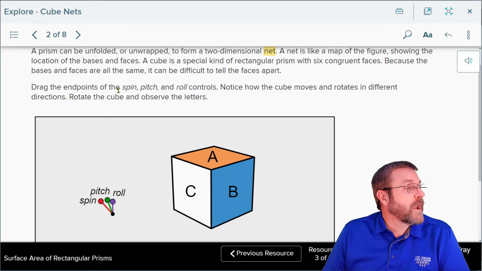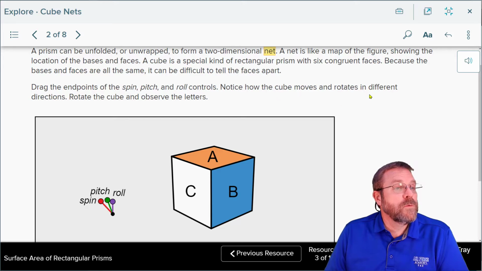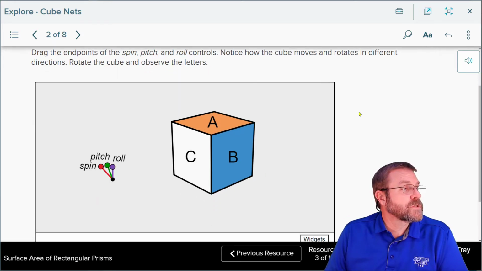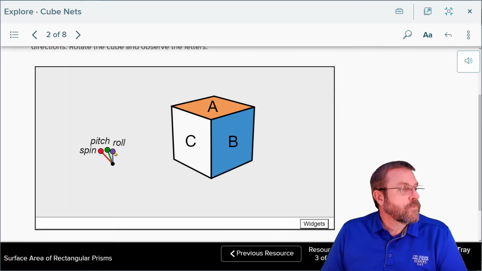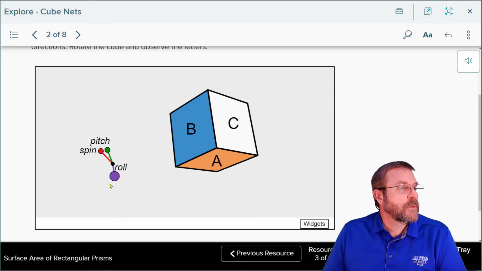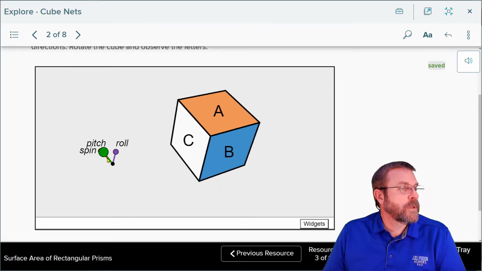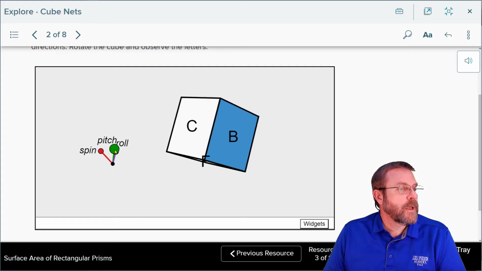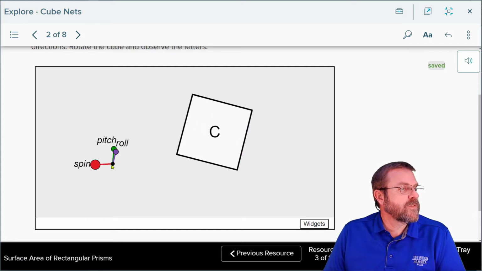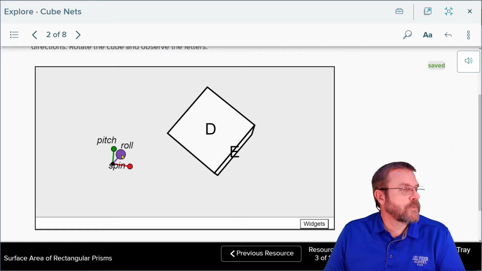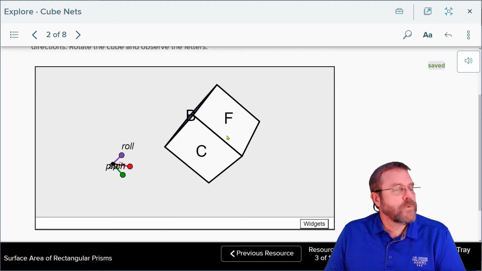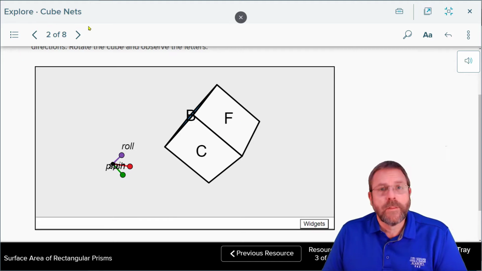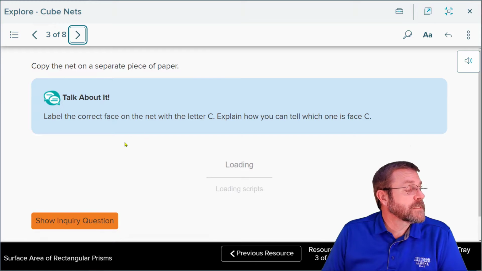So we're going to drag the endpoints to spin, pitch, and roll controls, and notice how the cube moves and rotates in different directions. Then rotate the cube and observe the letters. So in doing that, we can roll our cube like this. We can pitch it like that and see tops and bottoms, and we can spin it like that. I just saw a hint of an F there. How do I get to that F? There's the F. Yep, so you got all 6 sides of that cube.